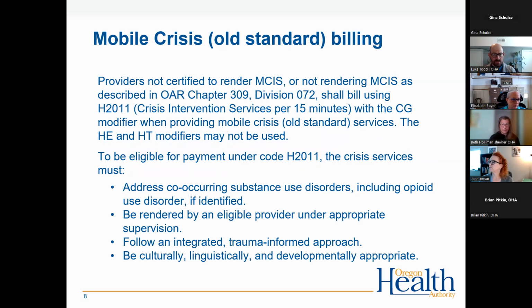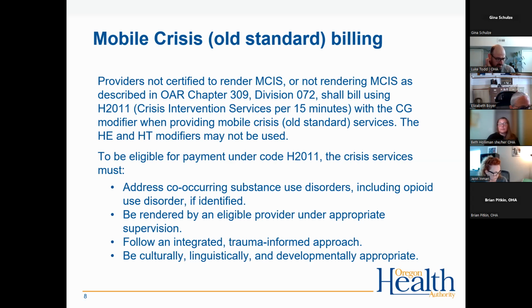All right, here's just your basic information on billing old standard mobile crisis. This is going to be relevant until you're certified to bill MCIS, or if at some point after you're certified, you're not rendering MCIS according to rule. For whatever reason, you're going to bill H2011 with the CG modifier, and you would never use CG along with HE or HT. Those two modifier groups are mutually exclusive on the same claim.